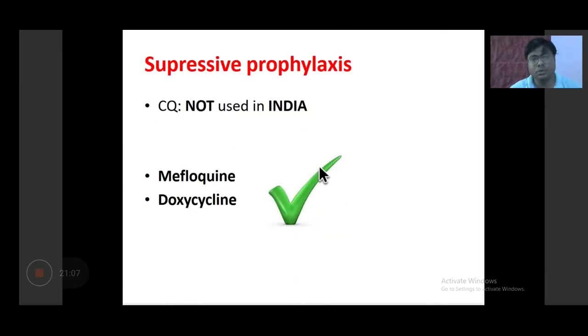Chloroquine is not used in India because of the resistance. Otherwise, there is a regimen for that. So there are two drugs which are very, very important for you to remember: mefloquine and doxycycline. Please remember these two names whenever somebody asks you about suppressive prophylaxis.